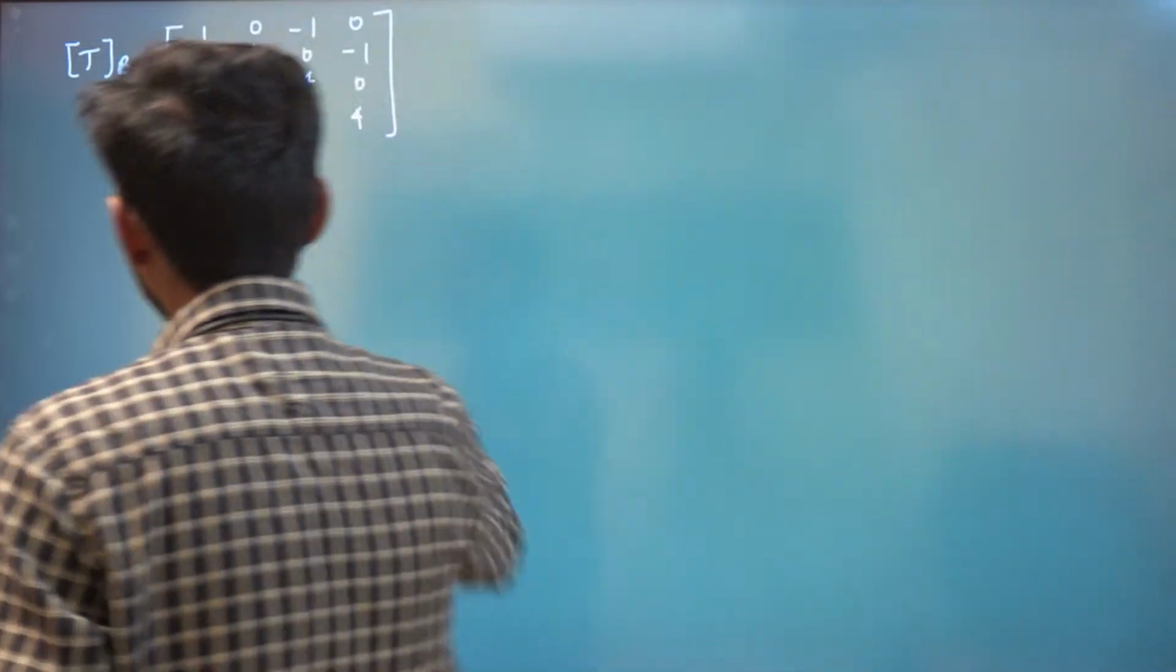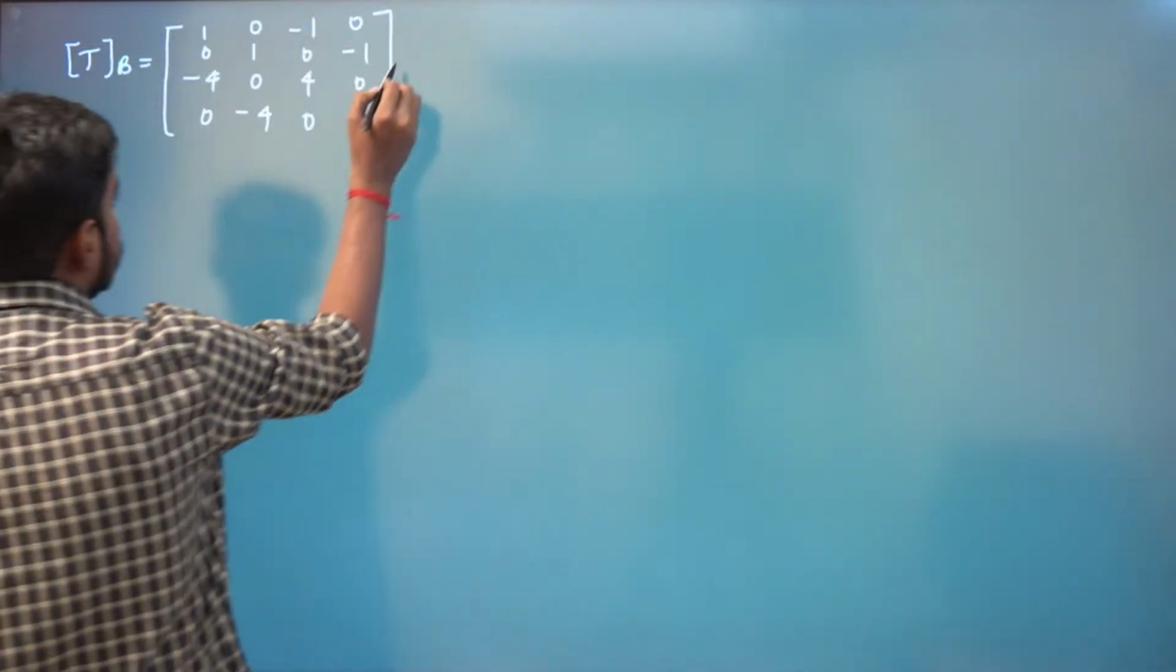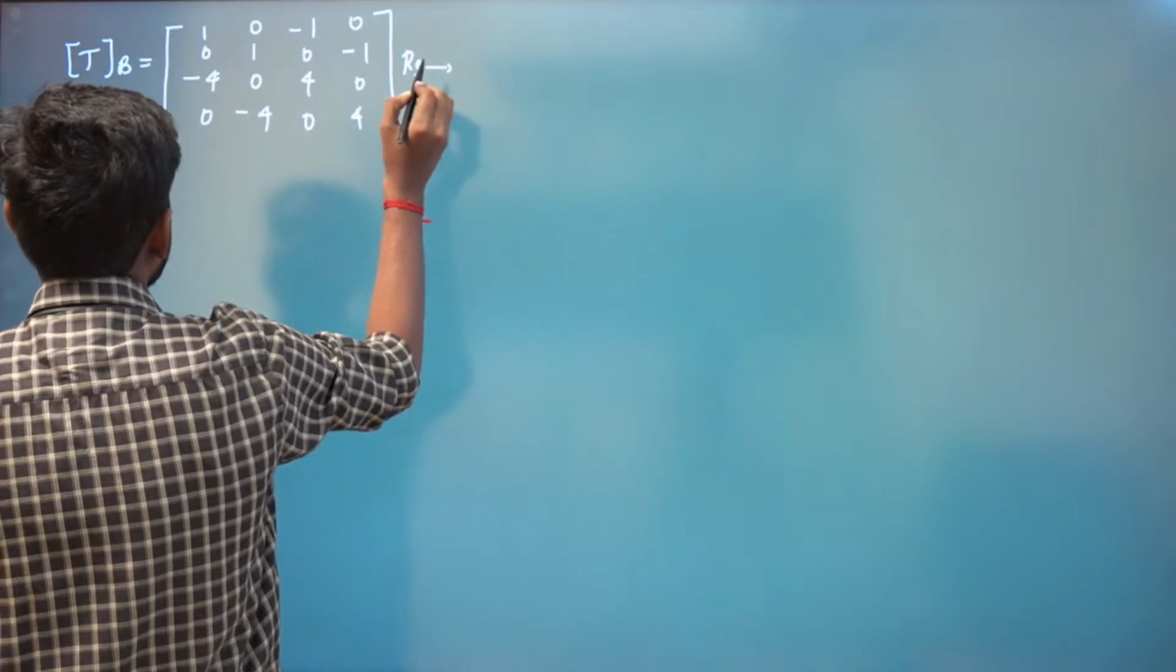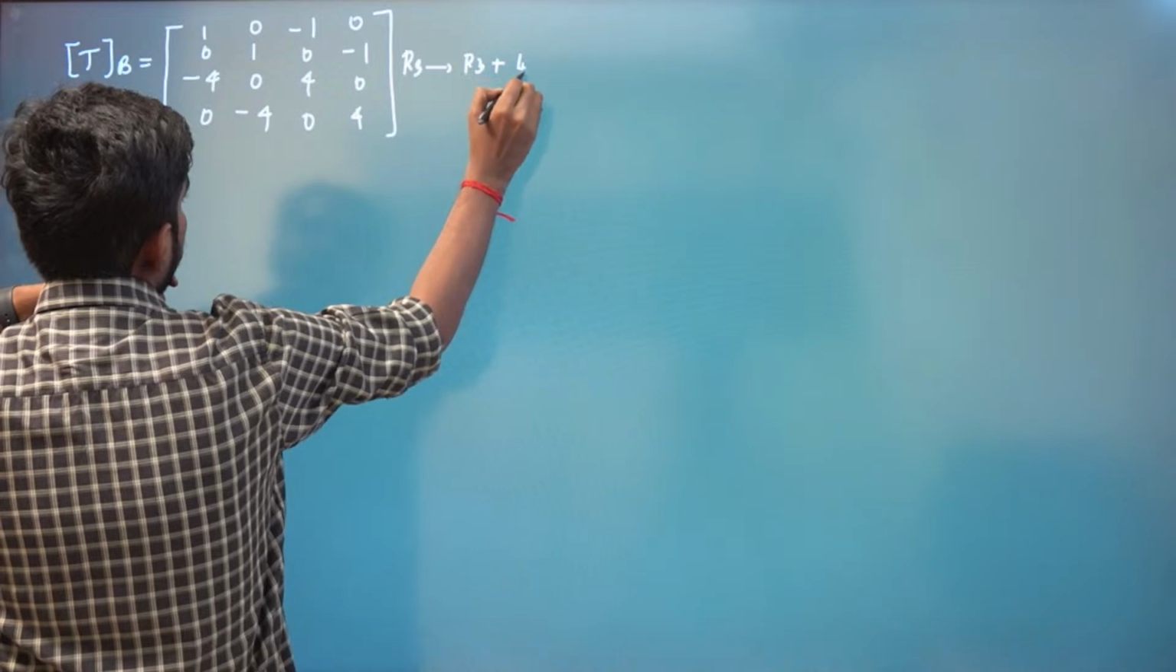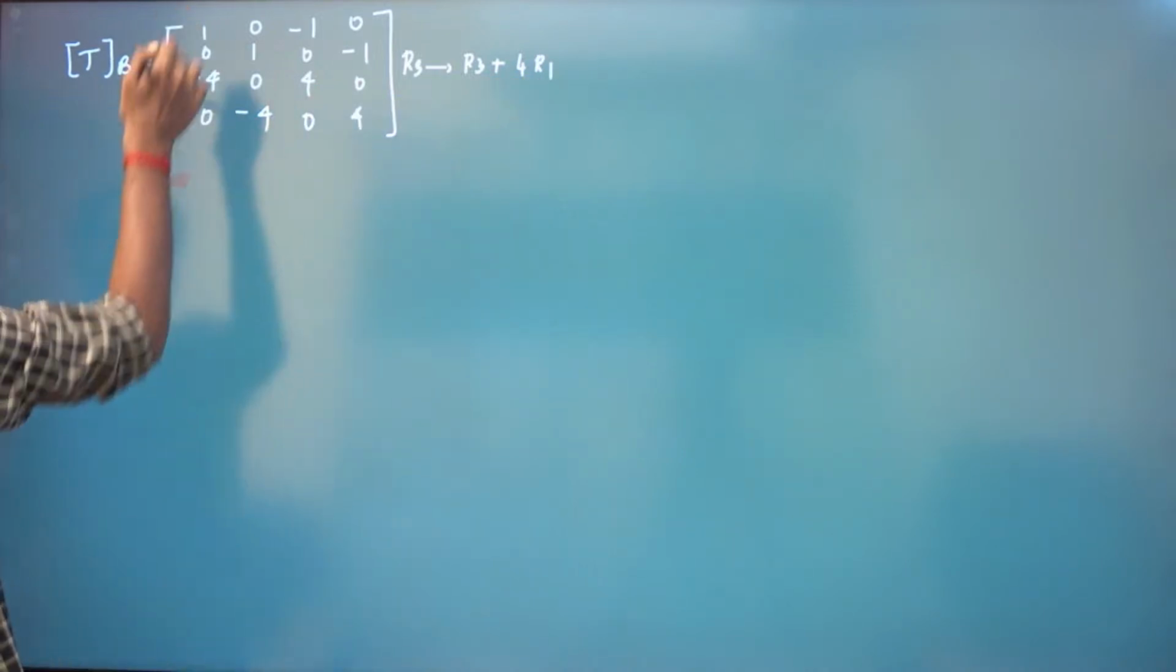Now what we'll do is we will find the rank and then we will find the nullity of T. So we have R3 transformed to R3 plus 4 times R1. So multiply by 4 and then you add.